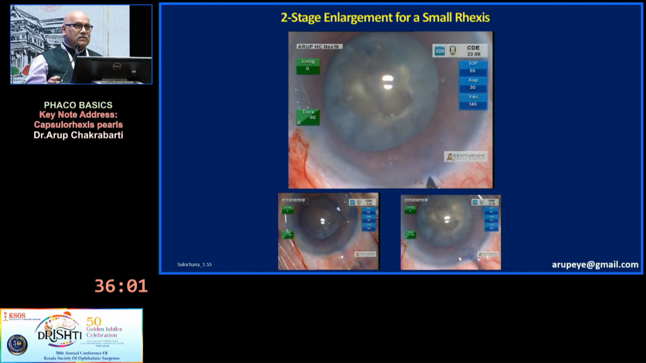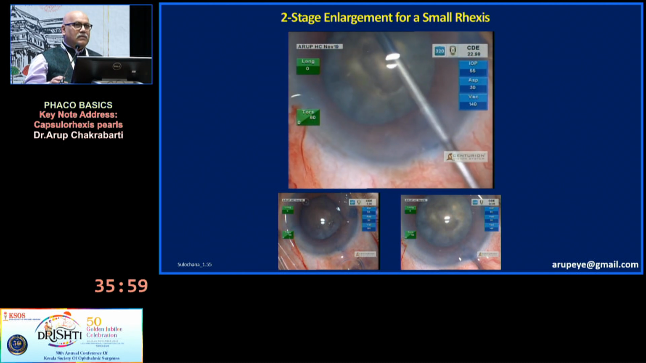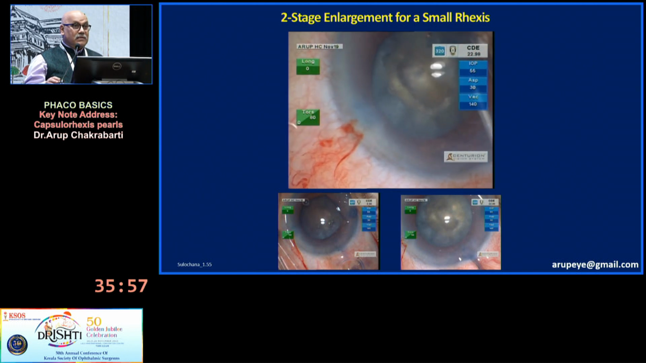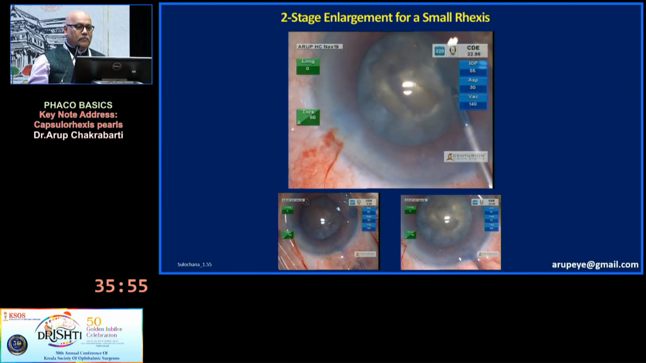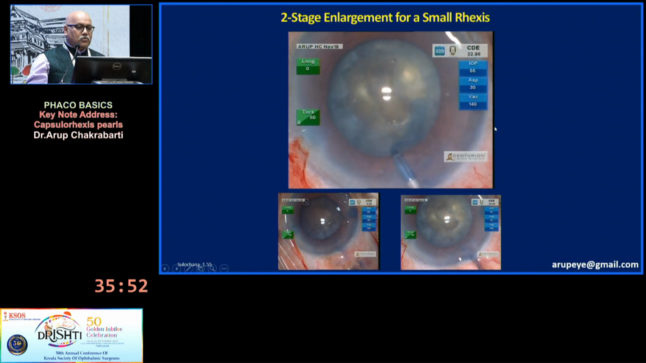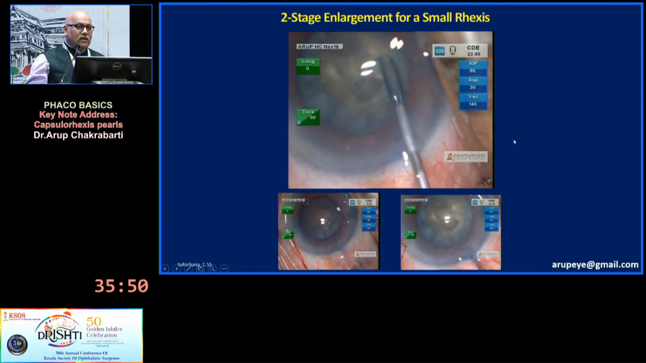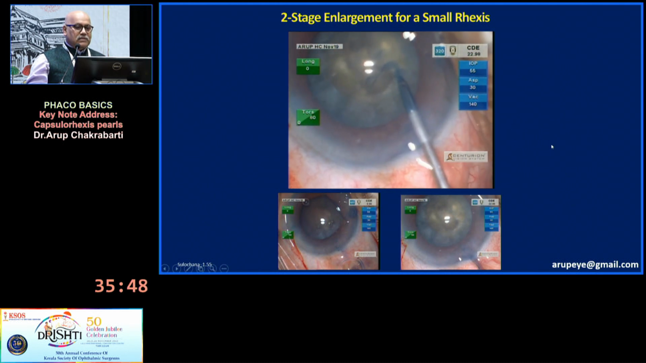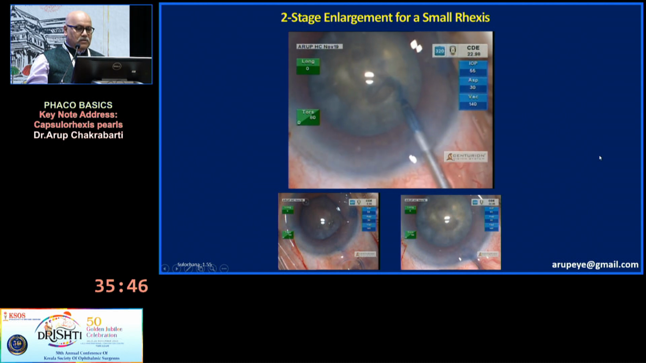So this one, if I had not employed this technique, then I would have... All these patients had received IV mannitol to soften the eye pre-op, but nothing had worked out well. So here, it does pretty well, and I get a decent rhexis for a safe phacoemulsification that you see here.